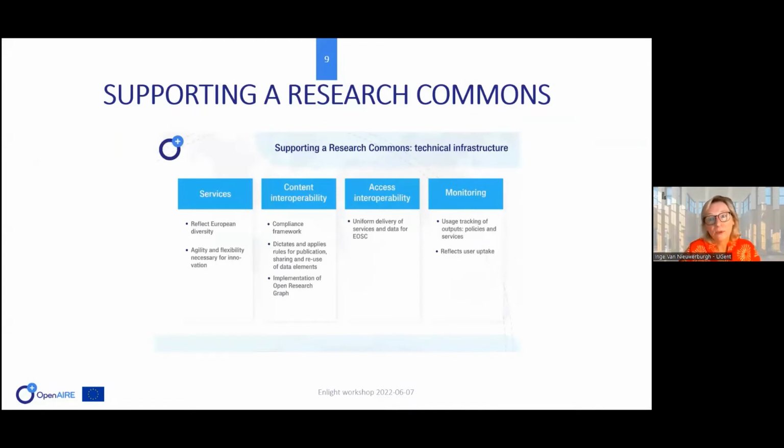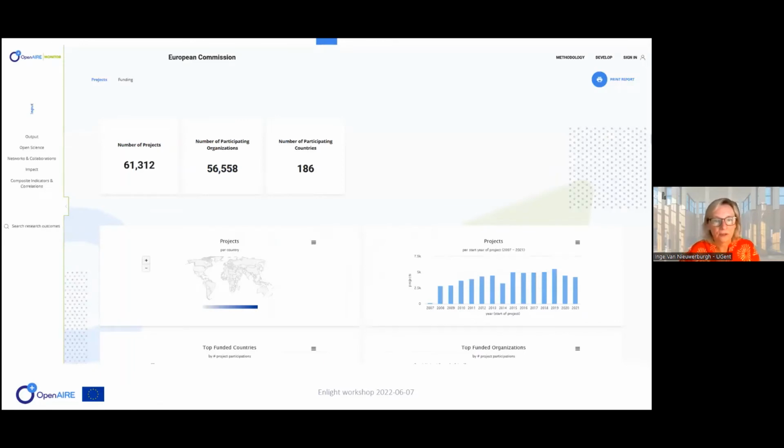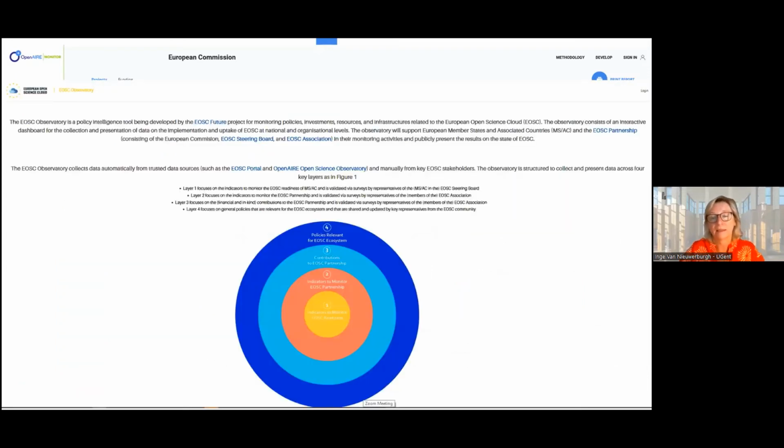Then we support the research commons that reflects European diversity. There are quite some services on access and interoperability, but also on monitoring. For example, for the European Commission, there's quite some monitoring on how many publications and which data come out of project-based funding, and this is also done for other funders. And then this Open Science Monitor is also feeding into the EOSC Observatory. Well, it will in the end.